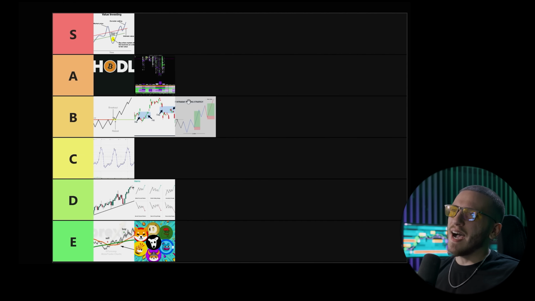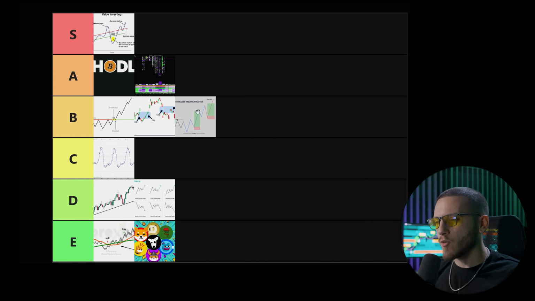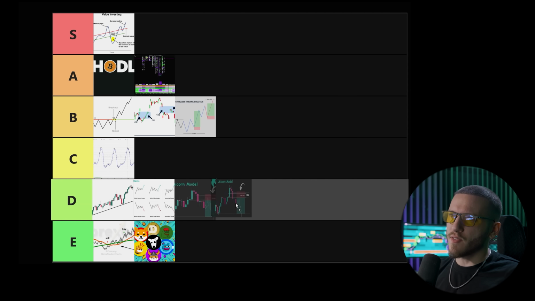ICTs are trying to kind of simplify this, but they overly simplify it. There's a huge cult around it. There's too much hype around it. And they're not always that reliable. But if you develop a good discretion, they can be good. But for example, the models, I'd have to give them a D tier.